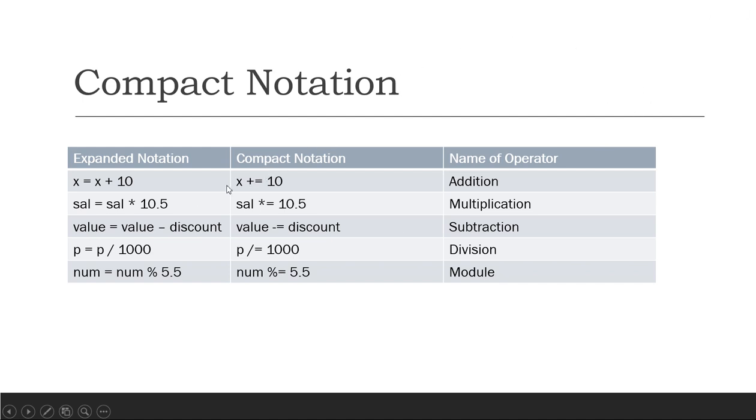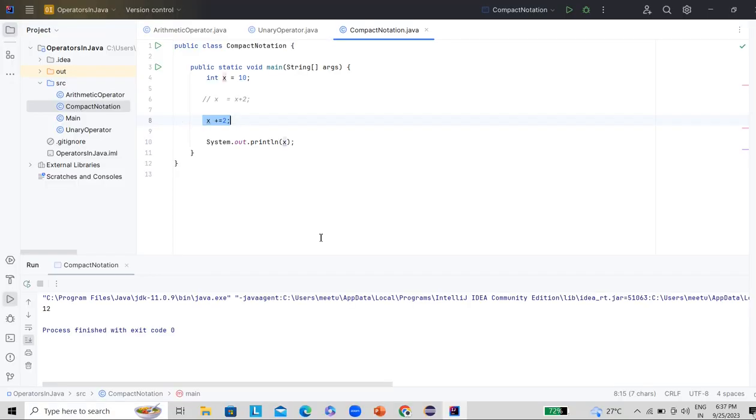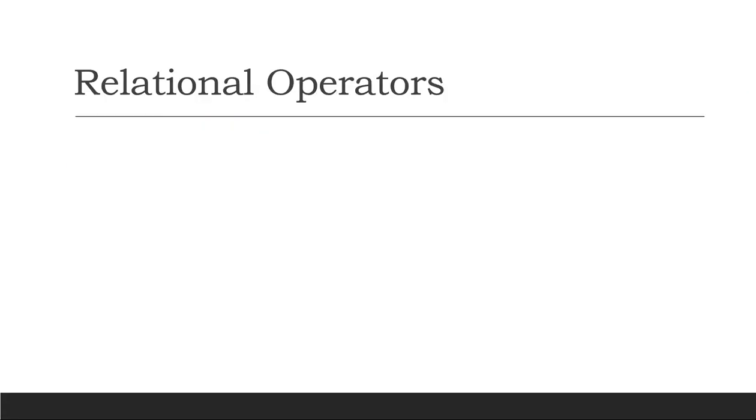For example, I have given x equal to x plus 10, right? Instead of this we can also use a compact notation like x plus equal to 10. Similarly, if we have a variable salary on both sides, salary equal to salary multiplied by some value, we can use a compact notation like salary multiply equal to that value. It works in a similar way for subtraction, division and modulo. So this is what the compact notation is about. Let's move ahead and see what is the next operator available in Java.